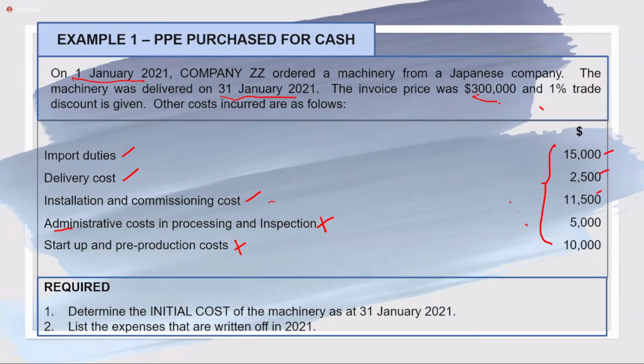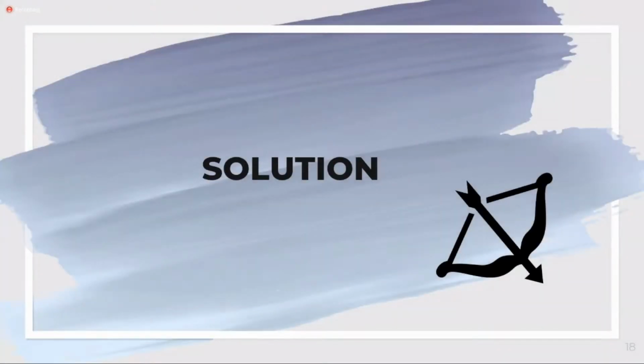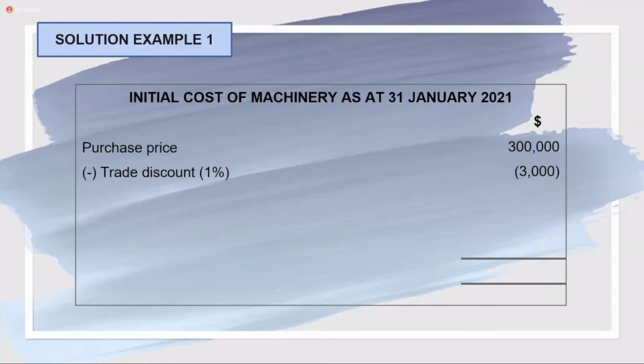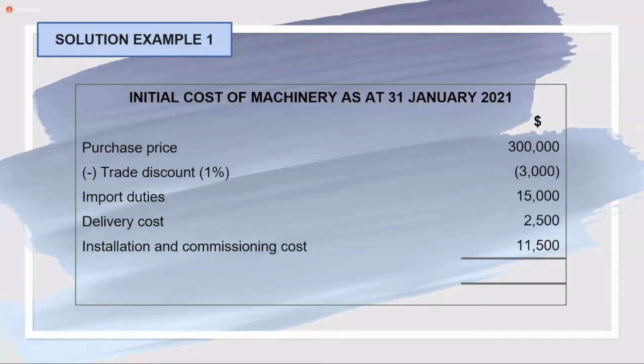So ada berapa item yang boleh masuk dalam initial cost? 1, 2, 3. Jangan lupa atas ini ada purchase price. Okay. And then let's look into the solution. Purchase price, jangan lupa di sini adanya trade discount. So trade discount kena tolak. Alright. And then kita masukkan yang lain-lainnya. Totalnya berapa?